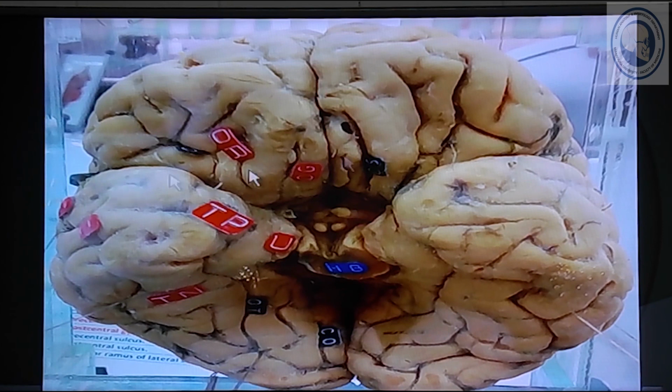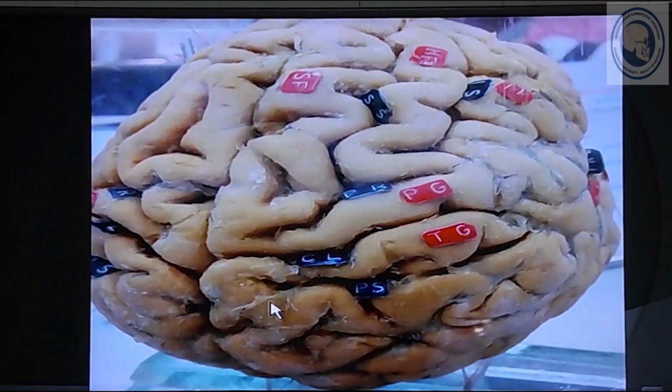What about sulci present on the inferior surface, or the tentorial part of the inferior surface? We will find the collateral sulcus. Medial to it, this is the parahippocampal gyrus. This will be the uncus. This is the occipito-temporal sulcus. And so this will be the fusiform or the occipito-temporal gyrus.